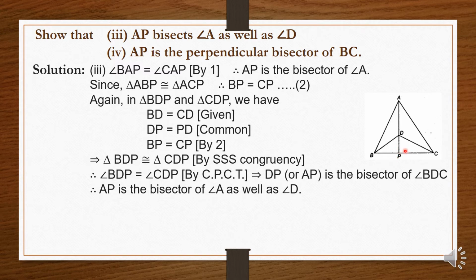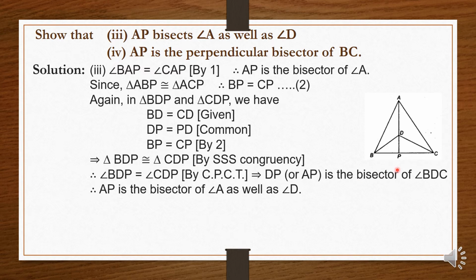So in triangles BDP and CDP, we already know that BD equals CD as it is given. Then DP is a common side, and by equation 2, BP equals CP. So the three sides are correspondingly equal to the three sides of the other triangle. Therefore, we can say that by SSS congruence rule, triangle BDP is congruent to triangle CDP.